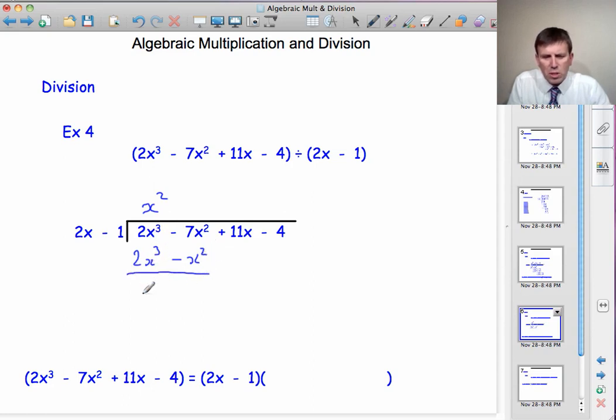2x cubed take away 2x cubed disappears. Minus 7x squared minus 1x squared. That's minus 7x squared plus 1x squared, which is minus 6x squared. And it's this signed arithmetic that trips most students up. Bring down the next term. What do I multiply 2x by to get minus 6x squared? Answer, minus 3x. Minus 3x times 2x is minus 6x squared. Minus 3x times minus 1 is plus 3x.